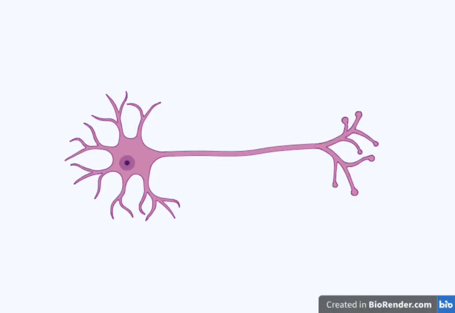This is a neuron, the basic unit of the nervous system. It has three main parts: the dendrites, which receive signals, the cell body, which processes them, and the axon, which sends the signal to the next neuron. The axon is where an action potential, an electric signal, travels.